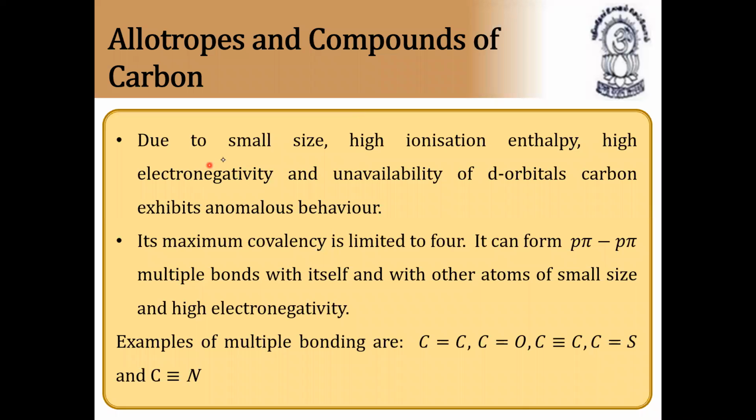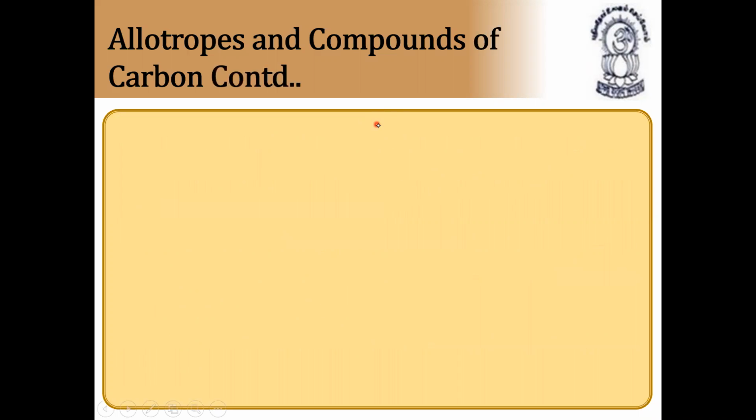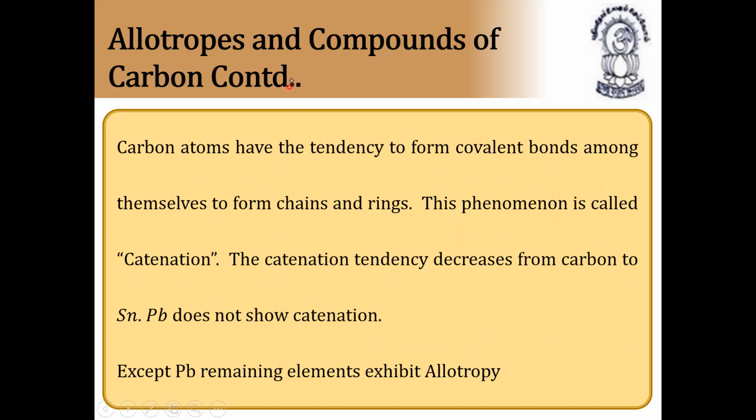So why is carbon exhibiting allotropes, and why is it anomalous to other elements? Because of its small size, high ionization enthalpy, high electronegativity, and unavailability of d orbitals. These are the four reasons. Carbon atoms have the tendency to form covalent bonds among themselves to form chains and rings, and this phenomenon is called catenation. The catenation tendency decreases from carbon to tin. Lead does not show catenation, except that, the remaining elements exhibit allotropy.